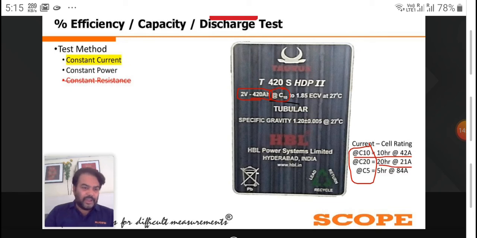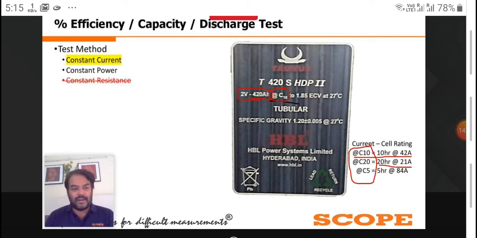Mr. Nitin Chaurashia asked about the explanation of C5, C10 and C20, which we have already explained. Mr. Sumon Barua has mentioned salt water testing is the best for testing a VRLA battery bank.